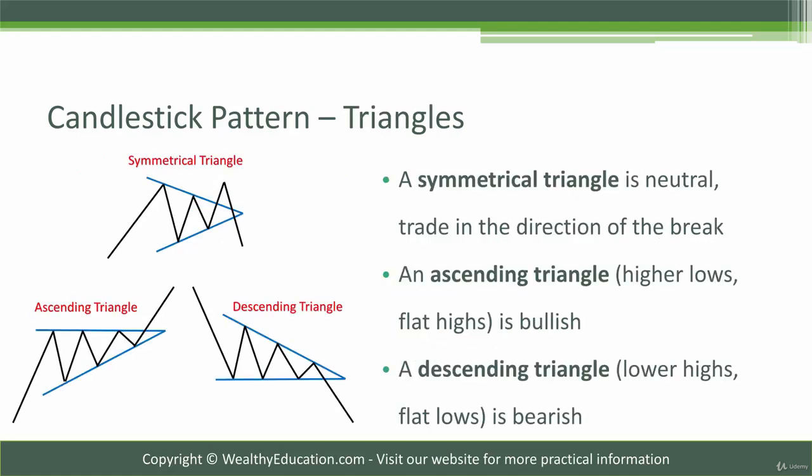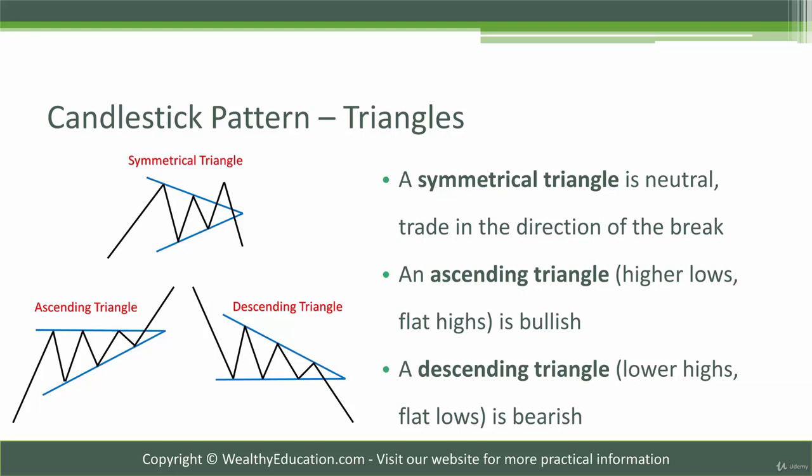A triangle pattern can be either bullish or bearish. A symmetrical triangle is neutral in that the direction of the break is not determined until the stock moves in the particular direction out of the triangle in which the trader would want to trade. An ascending triangle is bullish. It has higher lows and flat highs. A descending triangle has lower highs and flat lows and is bearish.